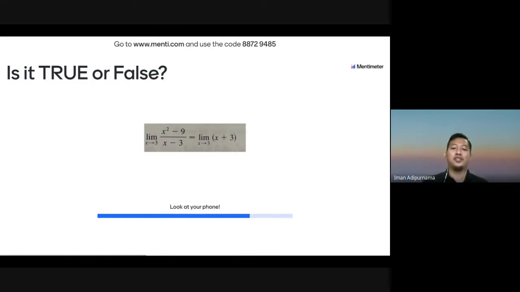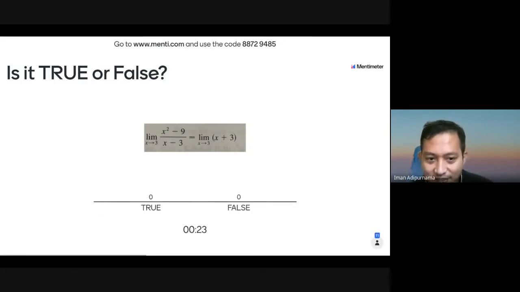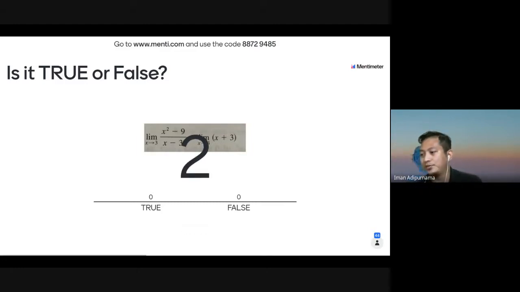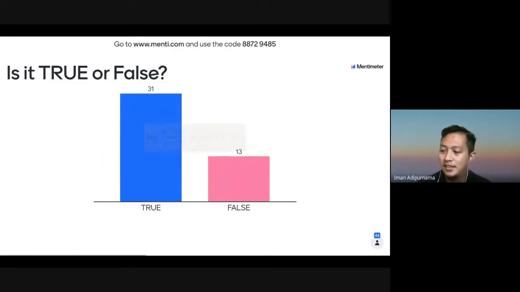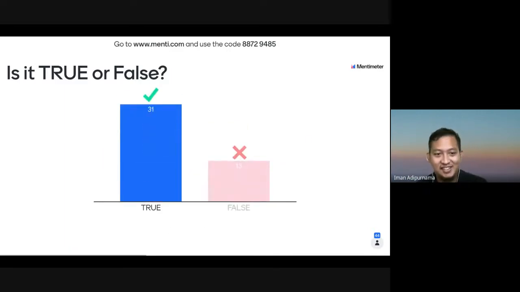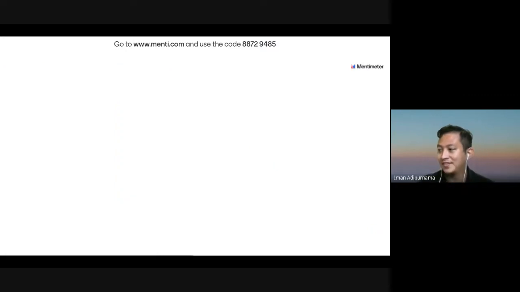Okay, true or false? 20 seconds. I hope you get it right. Okay, 5, 4, 3, 2, 1. Okay, good. It's true. Remember, the function is different, but the limit is true. All right, let's move on.